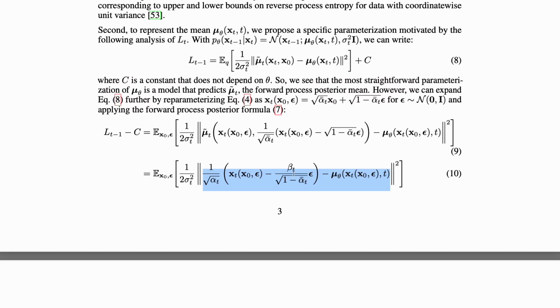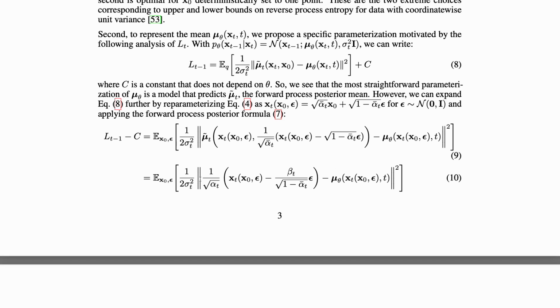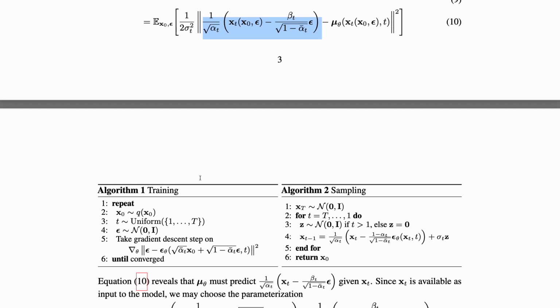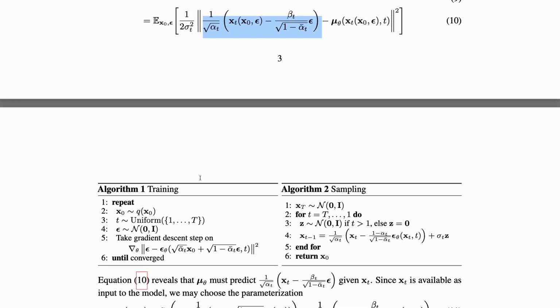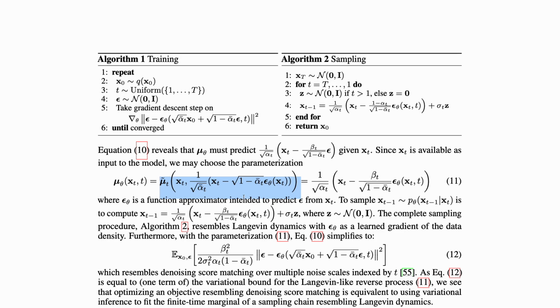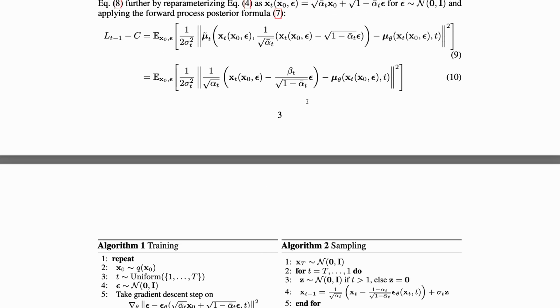Now when we are trying to optimize this, we are trying to minimize this, so the network is basically trying to predict this part. Mu theta has to predict this part, right? Yes, mu theta must predict this part. Since xt is available as input to the model, we may choose the parameterization. Okay, this is the parameterization that we chose. Because xt is available, we can obtain x0 from xt, I think.